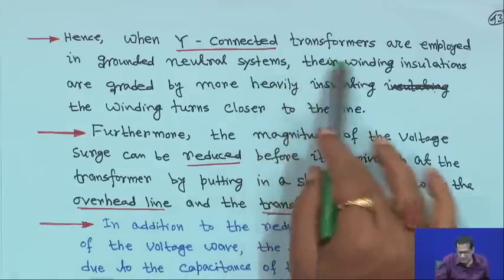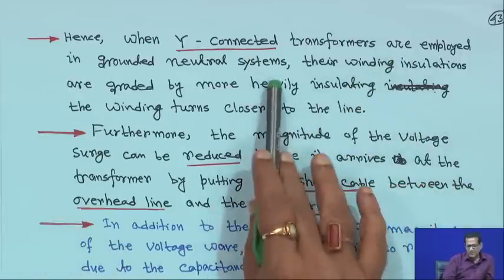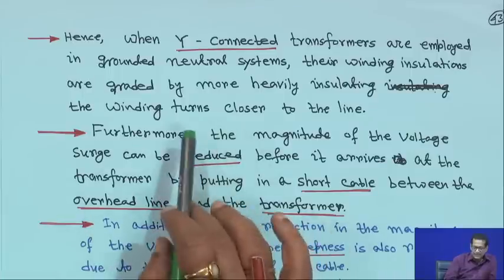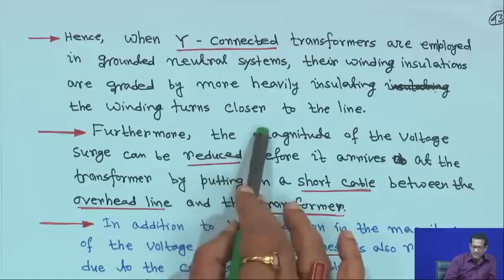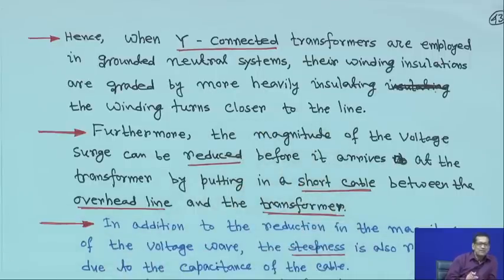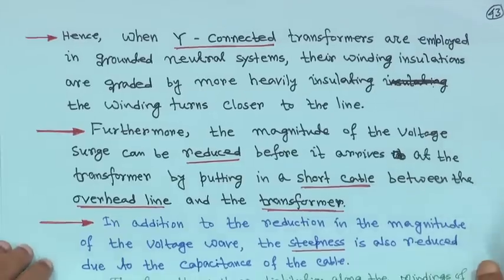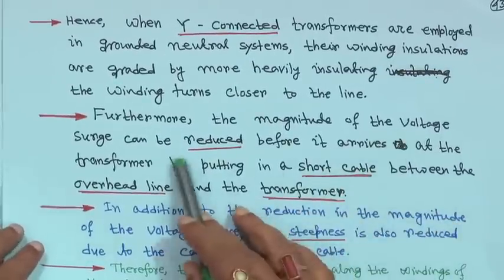So, when star connected transformers are employed in grounded neutral systems, their winding insulations are graded by more heavily insulating the winding turns closer to the line. That means winding turns which are very close to the line where it is connected are heavily insulated. Otherwise, during a lightning stroke, because of the voltage shoot up, later we will see that it can damage the transformer. There are many such events, right. So further, the magnitude of the voltage surge can be reduced.